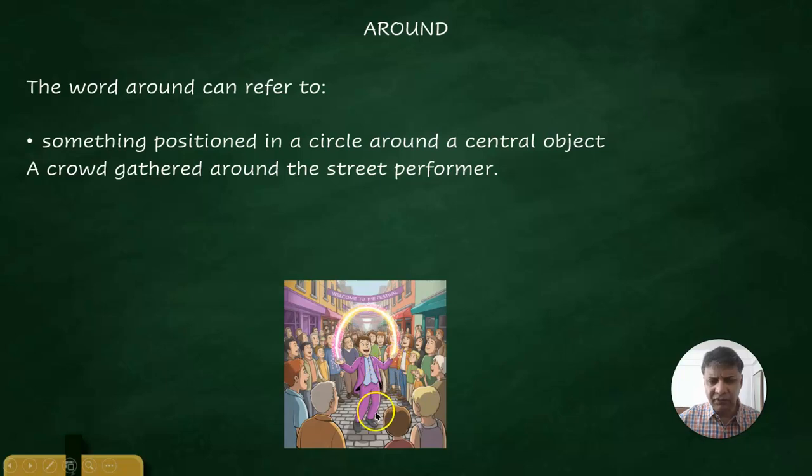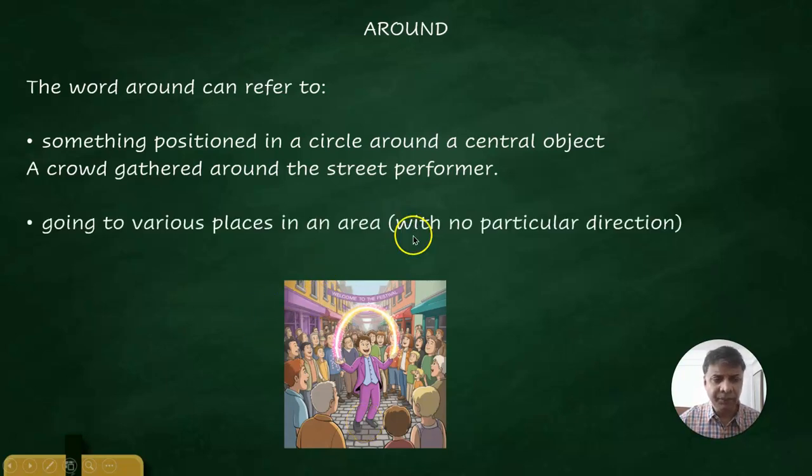Now look at this photograph. There is a street performer and there are people gathered around him in a circle. They are watching the performance, right? So you can say a crowd gathered around the street performer. Second meaning is going to various places in an area with no particular direction, right?